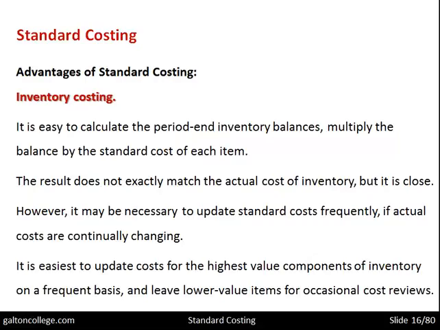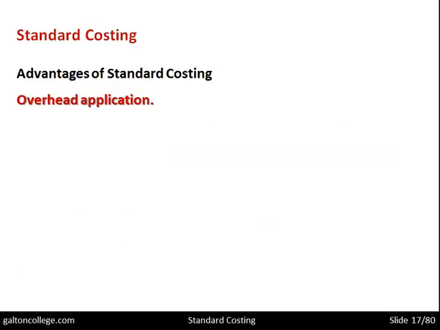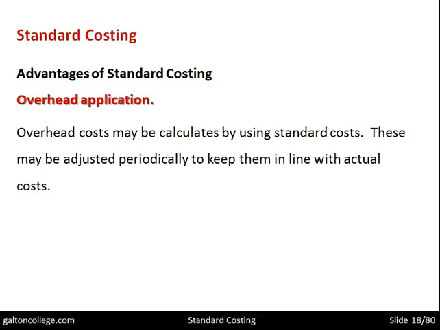And the whole purpose of all of this adjustment, of course, is to try and ensure a high correspondence between the standard costs and the actual costs. In other words, to minimize the variances. Another advantage is the overhead issues. Overhead costs may be calculated by using standard costs. These may be adjusted periodically to keep them in line with actual costs.